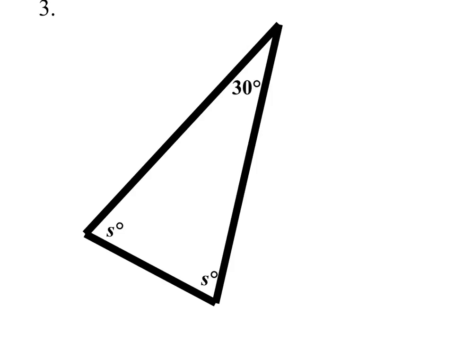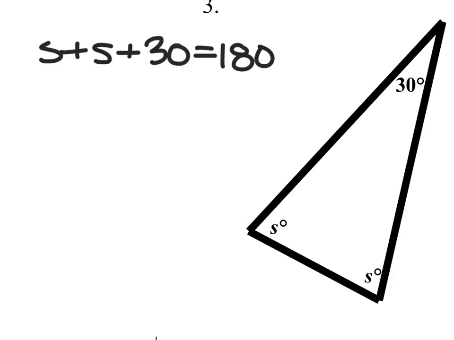All right, so I'm going to go ahead and write the equation for this. Hopefully you guys have had enough time to finish. If not, you may ask the sub to pause the video. So right here I have S plus S plus 30. Those are the three interior angles of this triangle.